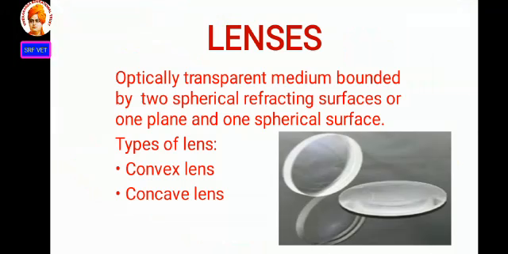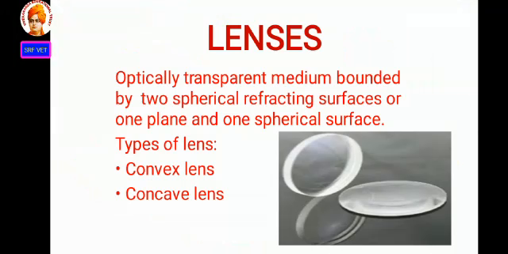Today we are going to discuss about lenses. Lens is an optically transparent medium bounded by two spherical refracting surfaces or one plane and one spherical surface. That means two spherical refracting surfaces, or one side is plane and another side is one spherical surface.